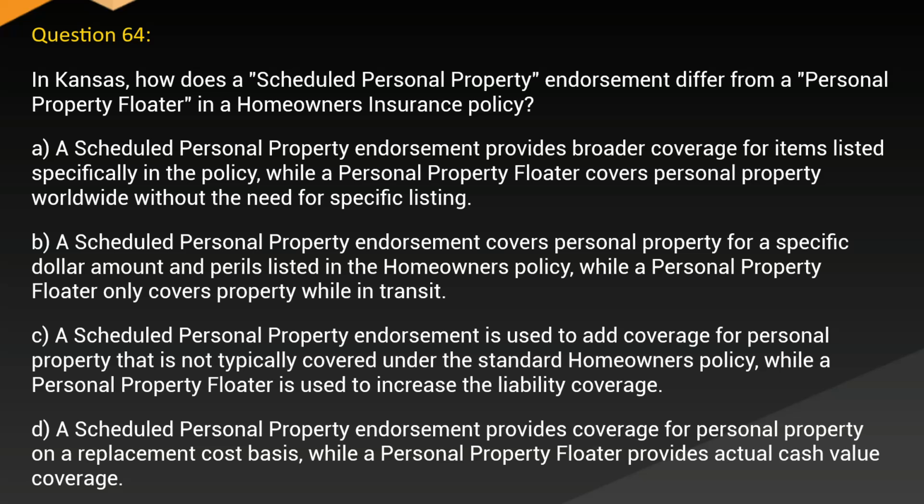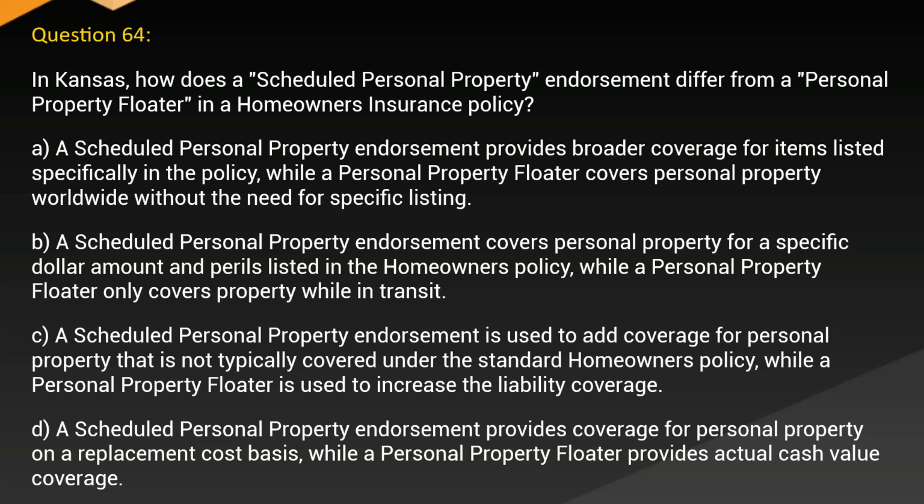B. A scheduled personal property endorsement covers personal property for a specific dollar amount and perils listed in the homeowner's policy, while a personal property floater only covers property while in transit. C. A scheduled personal property endorsement is used to add coverage for personal property that is not typically covered under the standard homeowner's policy, while a personal property floater is used to increase the liability coverage. D.